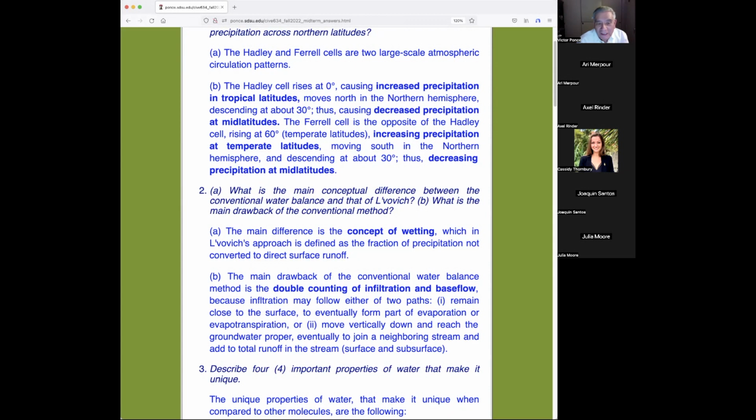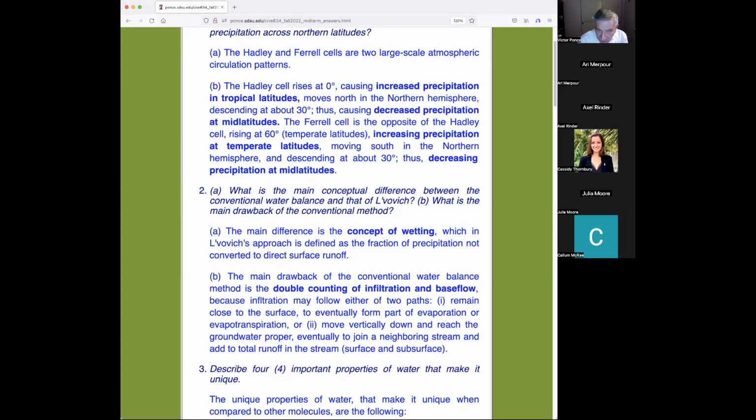Okay. So the main difference is the concept of wetting, which in Leibovich's approach is defined as the fraction of precipitation not converted to direct surface runoff. Direct surface runoff. Okay, so anything that did not go into direct surface runoff is supposed to be wetting, which later on separates into base flow, vaporization, and so on and so forth.